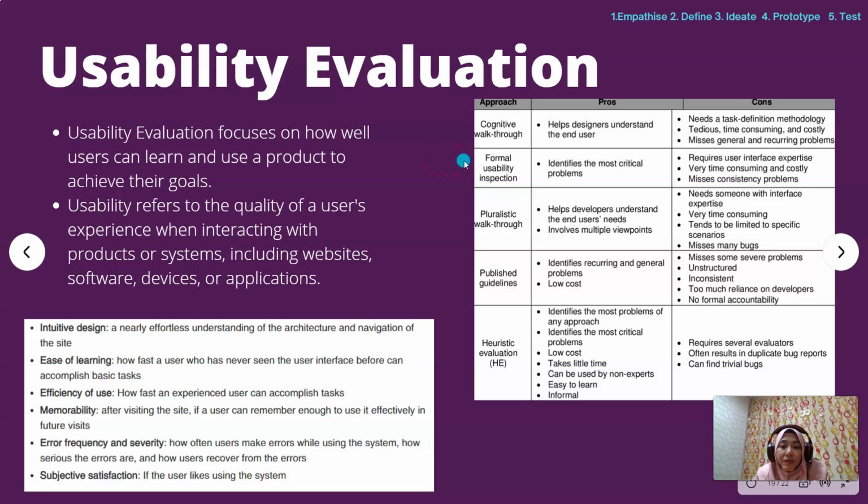Then you have formal usability inspection, to identify the most critical problems. Let's say you want to test function A, so you ask the user to look at function A and then comment on that. Then the pluralistic walkthrough helps developers understand the end user's needs and involves multiple viewpoints, meaning that you have different levels of users. Published guidelines identify recurrent and general problems or causes. Heuristic evaluation identifies the most problems of any approach. This one is complete, where we look at all the aspects that we have.